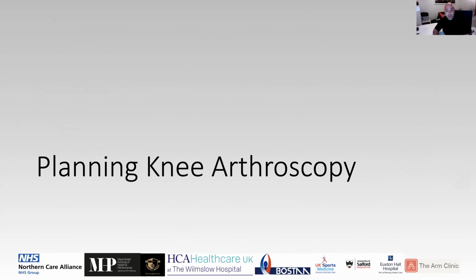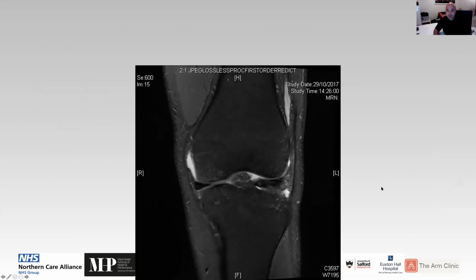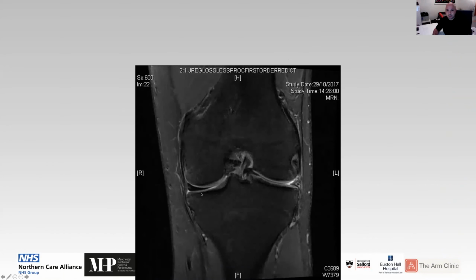I do knees as well as shoulders, and it's not just a shoulder orientated talk. We're going to talk a little bit about knees, and on this image I want to focus on the lateral aspect here. So as I cycle through these images, we can see that there's an issue with the lateral side and the lateral meniscus. We compare the meniscus here to the meniscus there, but there's also an extruded fragment here that's flipped into the notch. And that helps me plan this operation.